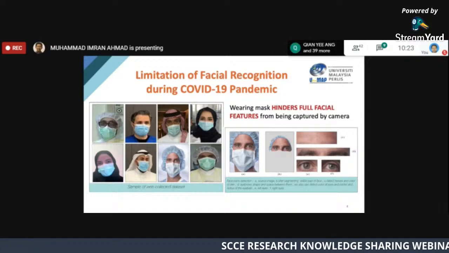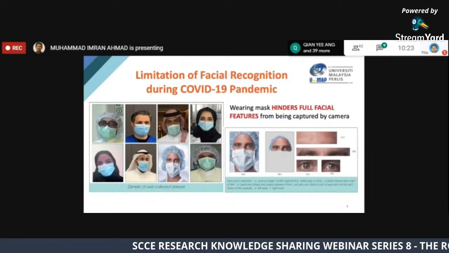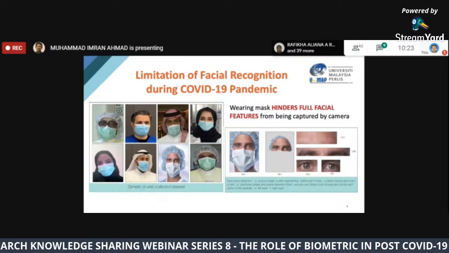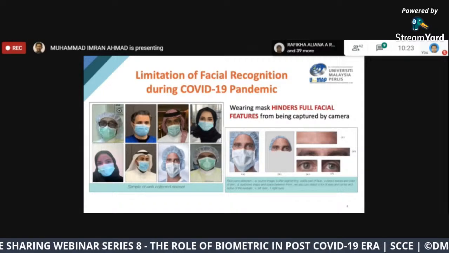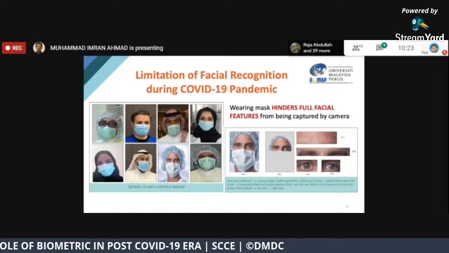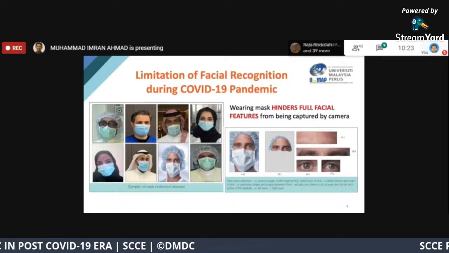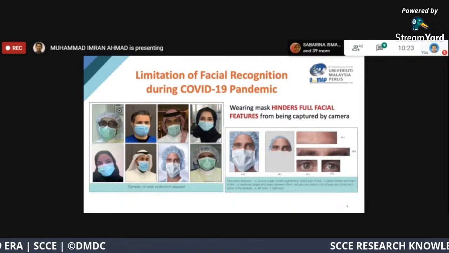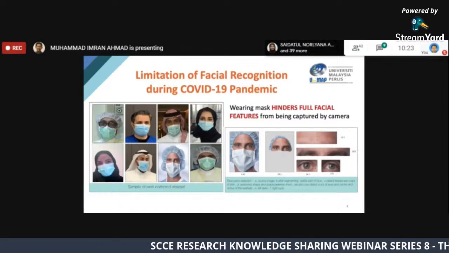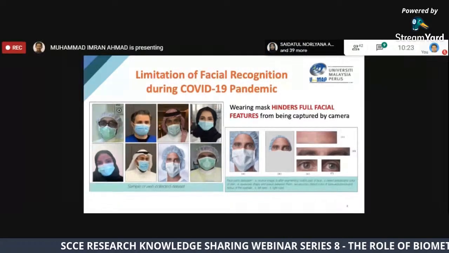Maybe one of the solutions is to think about how to develop very good feature extraction techniques. We also need to think about what is the best classification technique that is able to recognize a person when we have very limited information. All of these techniques we need to look at in detail.